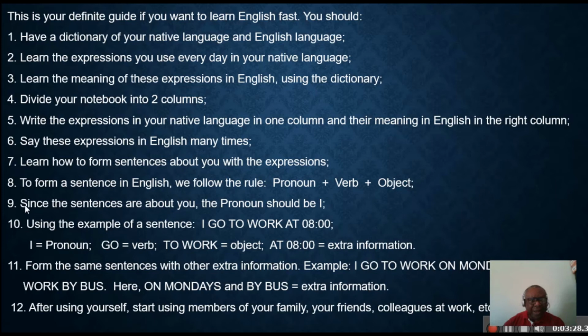For every sentence we form, we have to follow this rule. So, nine, since the sentence is about you, the pronoun should be I. So, here, this pronoun would always be I.